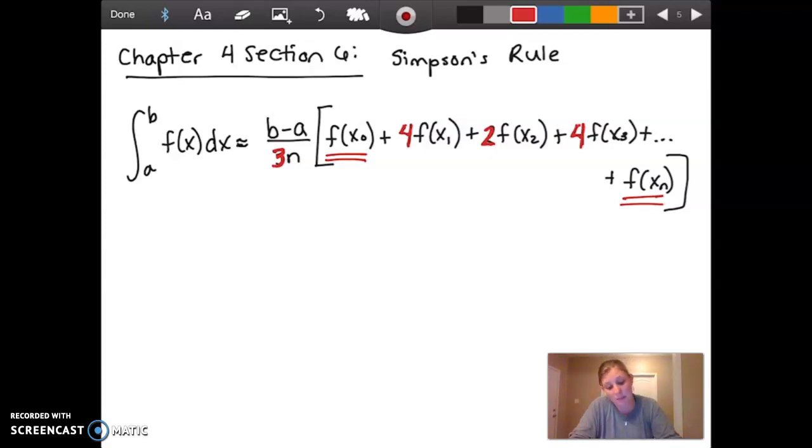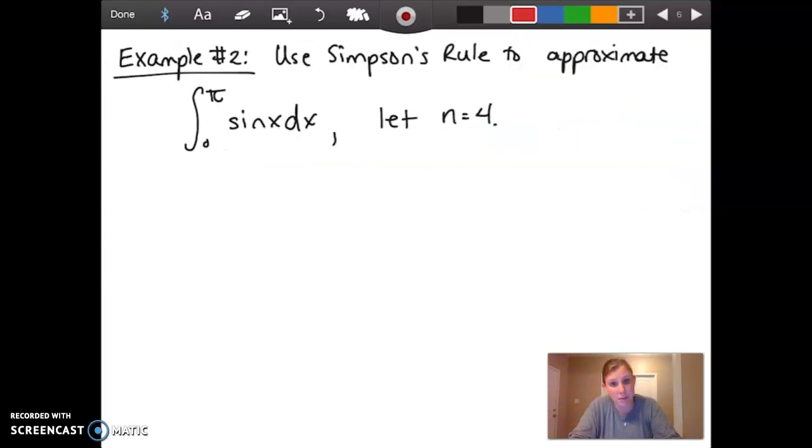Now, the example that we're going to work is the exact same problem that we had talked about for example number 1. But this is just doing a comparison between the two. So we're going to go through this the same way, and we're going to calculate it in the same manner, and we're going to get a slightly different answer. And we'll talk about which one is going to be more accurate.